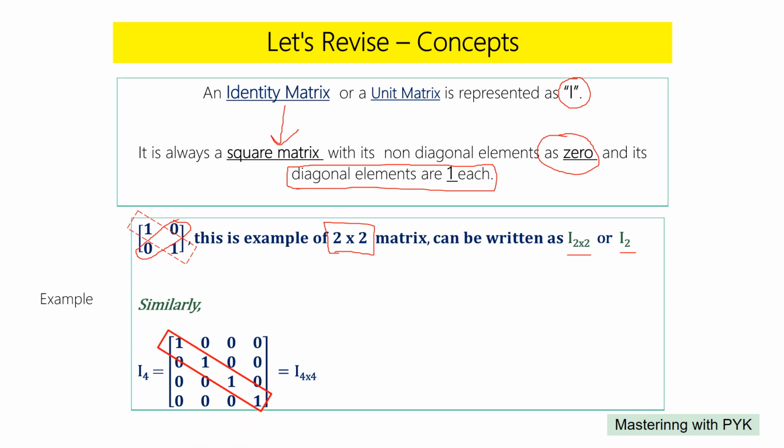Similarly, we have I4. This means 4 rows, 4 columns. The diagonal elements are 1 and all non-diagonal elements are 0.